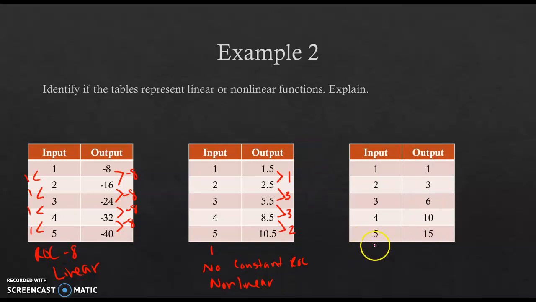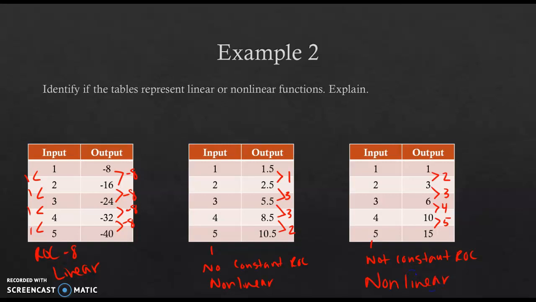All right, so we're changing by 1 each time for our x values. 1 to 3 is 2, 3 to 6 is 3, 6 to 10 is 4, and 10 to 15 is 5. And so it is increasing by 1 each time, but it's not the same number the whole time. And so this again is not a constant rate of change, so it is nonlinear. And that's how that works.